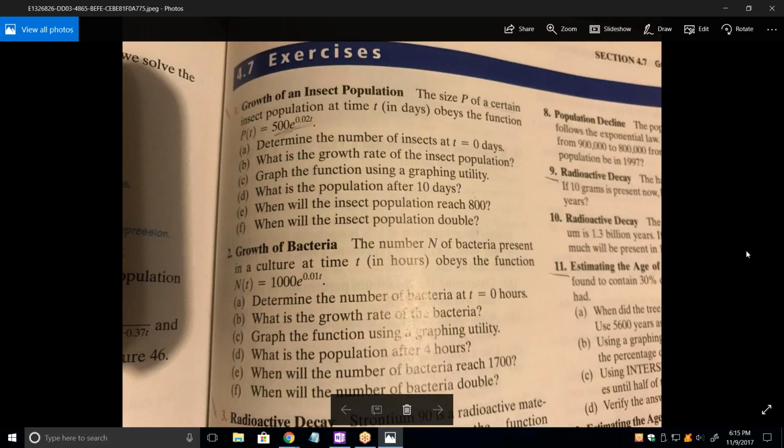Number 2 next. Okay. These seem to be pretty similar. Notice that the t is not always in the same units. In question 1, the t was in days and the growth rate was 2% per day. Whereas in question 2, t is in hours, and what's the growth rate? 1%. Per hour.